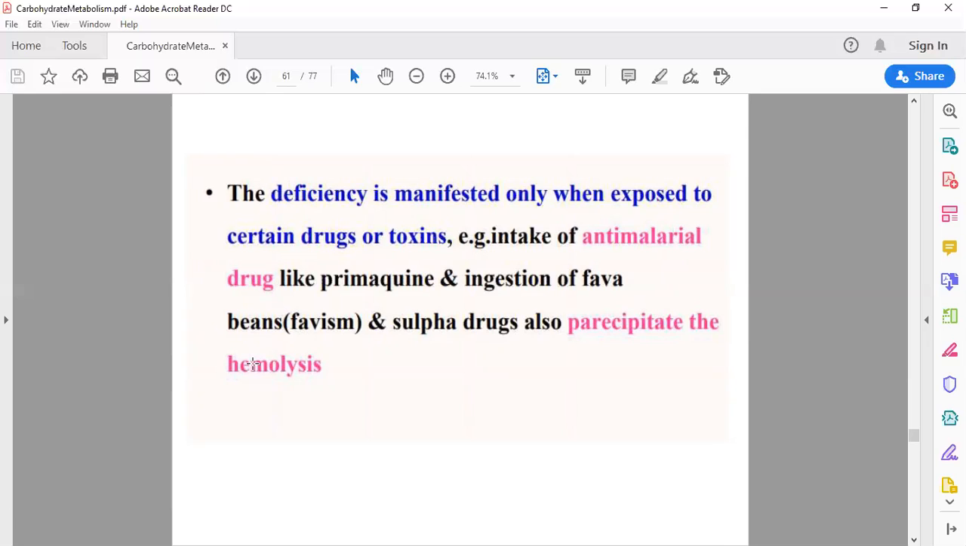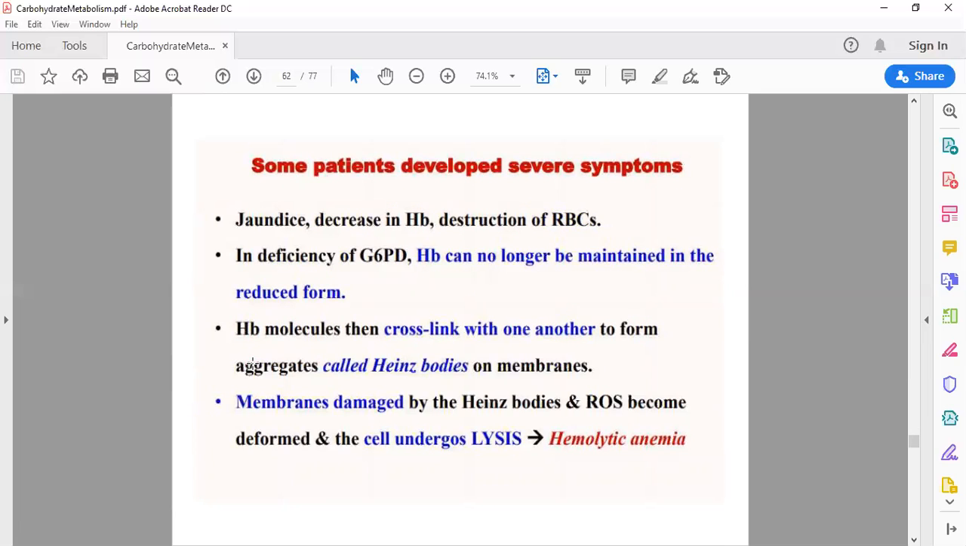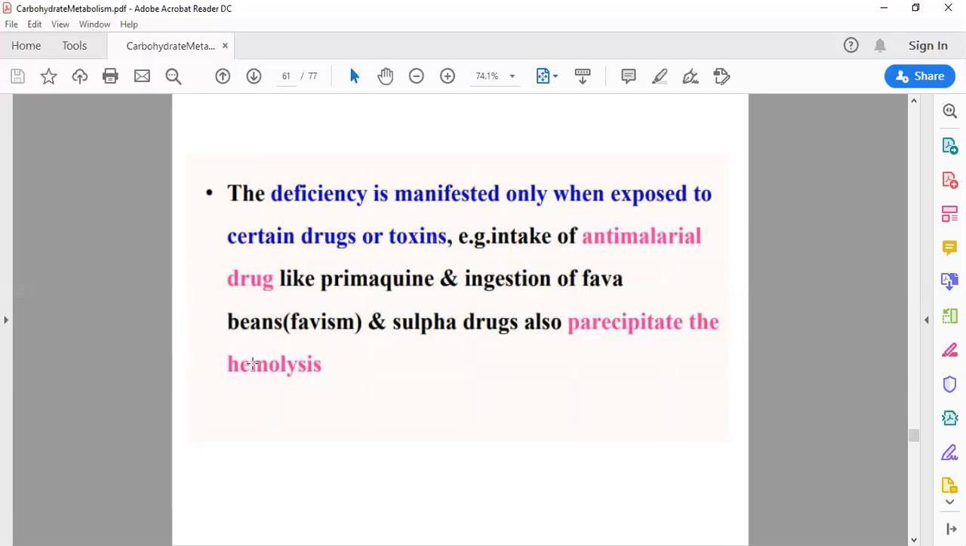So, G6PD deficiency and resistance to malaria. It is interesting to note that G6PD deficiency is associated with resistance to malaria, and this is explained by the fact that the parasites that cause malaria are dependent on the HMP shunt and reduced glutathione for their optimum growth in RBC. So it is observed that G6PD deficiency confers resistance to malaria.